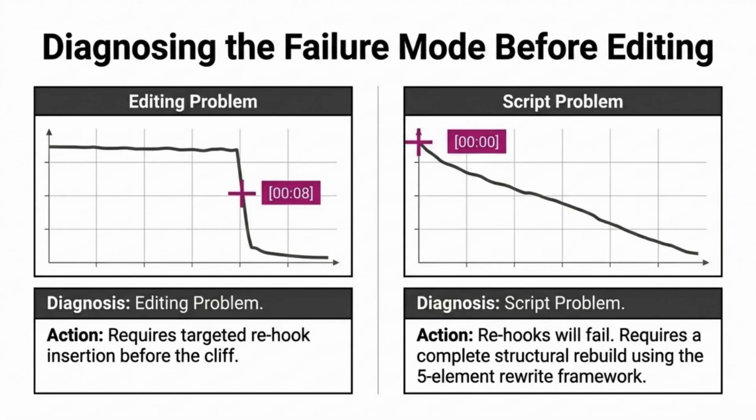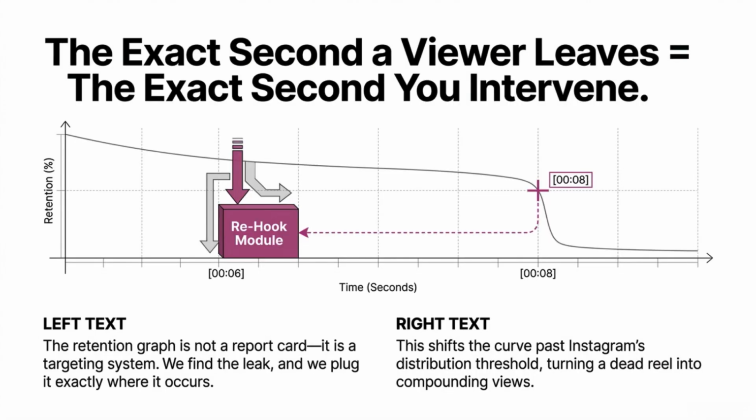Inside your Instagram Insights, there is a graph almost no creator is opening. It is a line chart showing exactly how many viewers are still watching at every second of your reel. Your view count tells you what happened after the reel died. This graph tells you where. There is a difference between a report card and a targeting system. The exact second the line drops is the exact second to intervene.